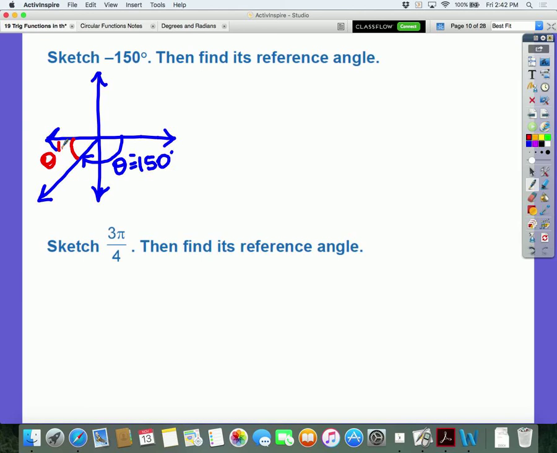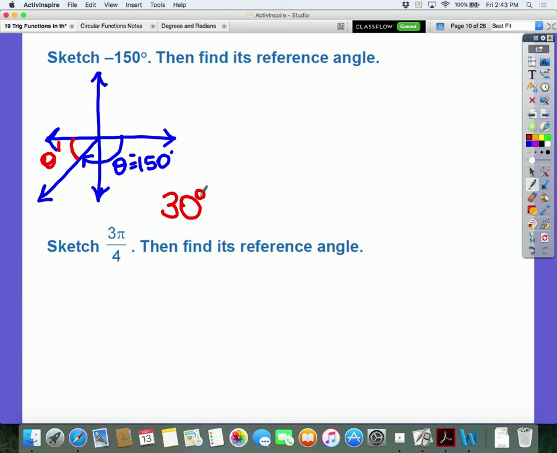And what measure would that be? 30? Negative 30? Just 30. It'll just be 30. So, when finding a reference angle, since that's closer to 180, can we just take 180 and subtract 150? Is that a valid way of doing it? Yep. That's basically what the equation is saying. It's just like a formula.